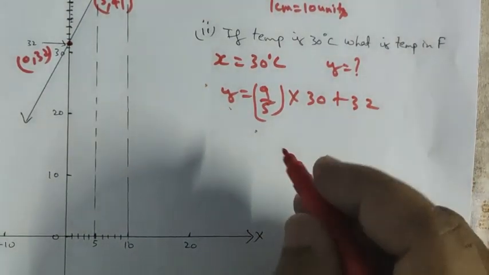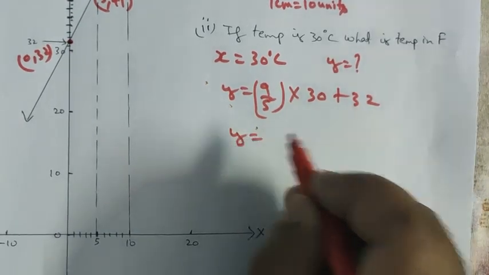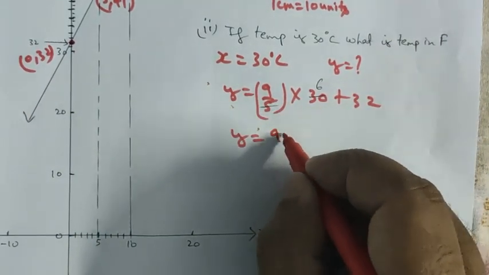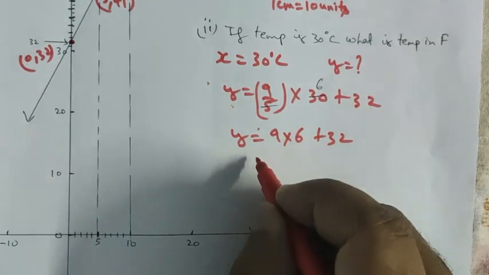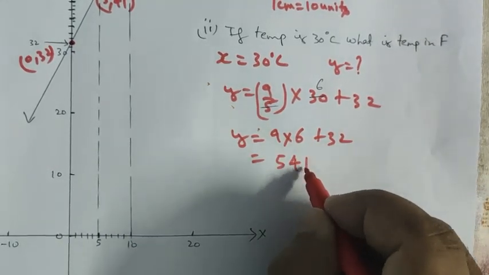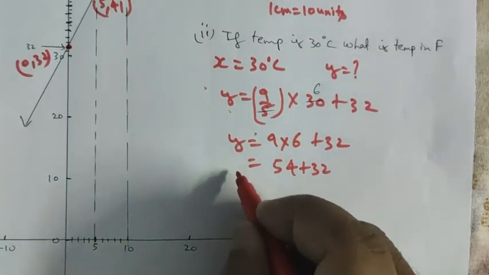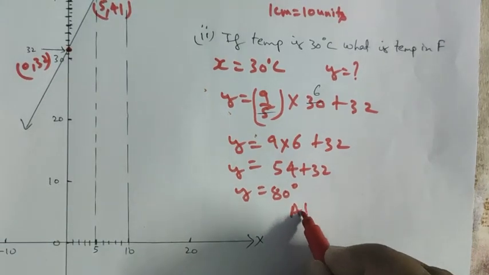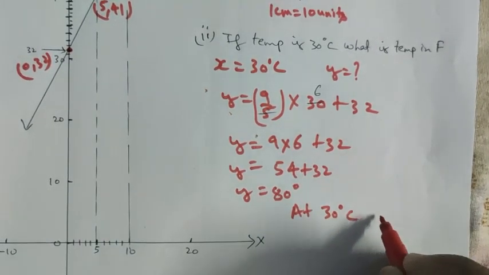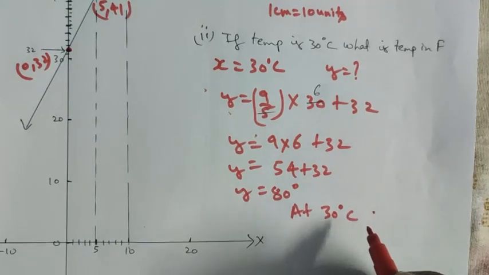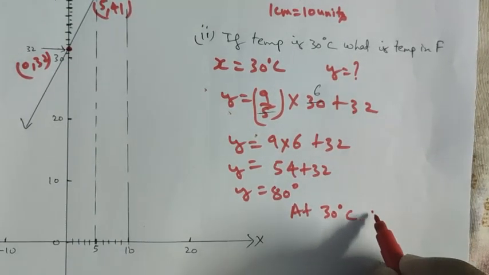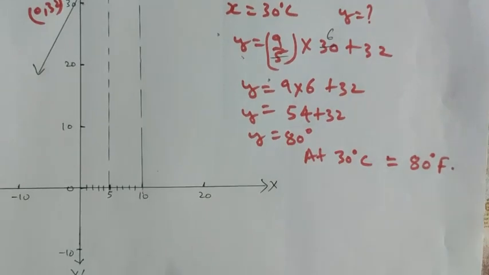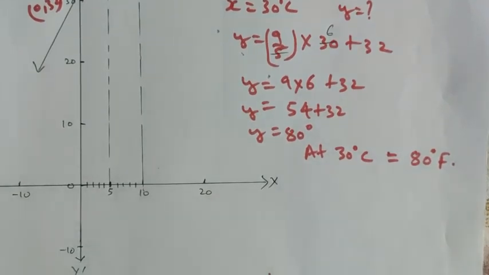So that is 9/5 into 30, that is y equals 9/5 times 30 plus 32. 5 6s are 30, so 9 multiplied by 6 plus 32. 6 9s are 54, plus 32, that is equal to 80. So 30 degrees Celsius is equal to 80 degrees Fahrenheit. This is what we have to calculate in the second part. Now we will move to the third part.